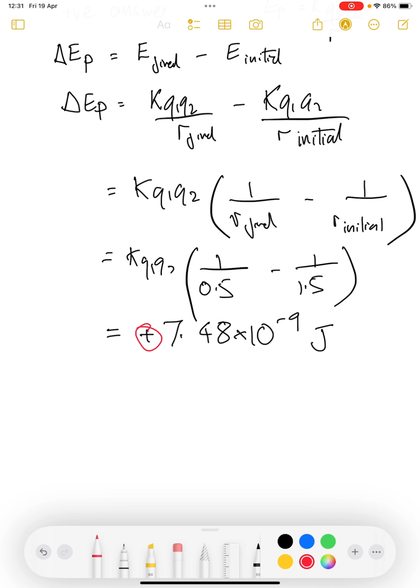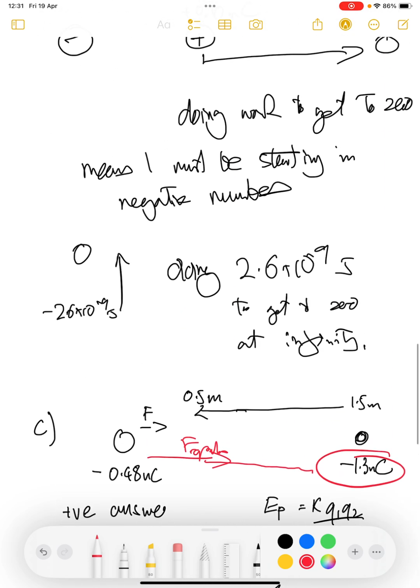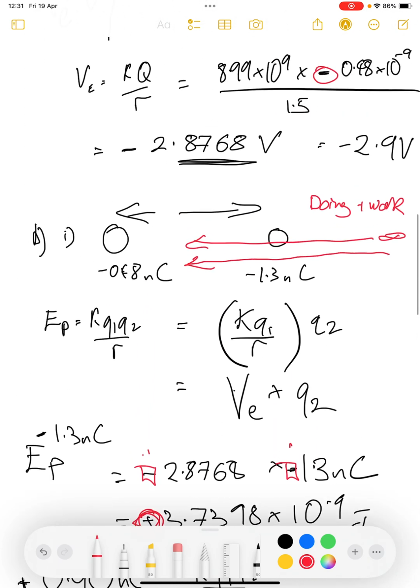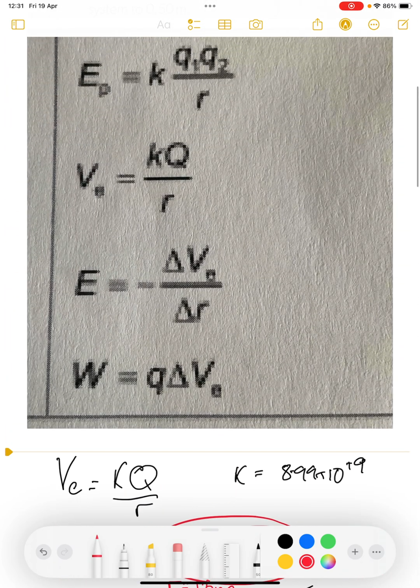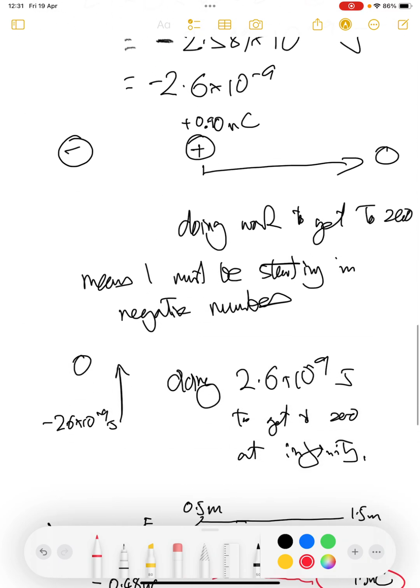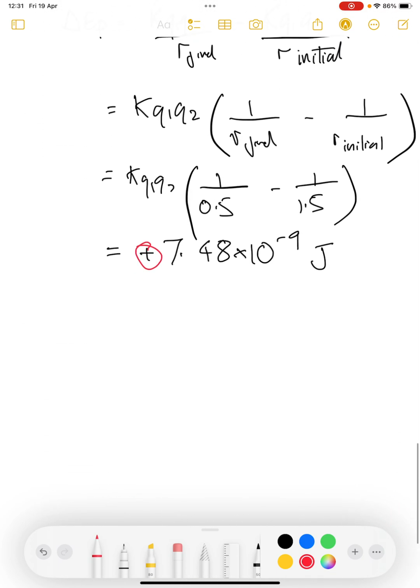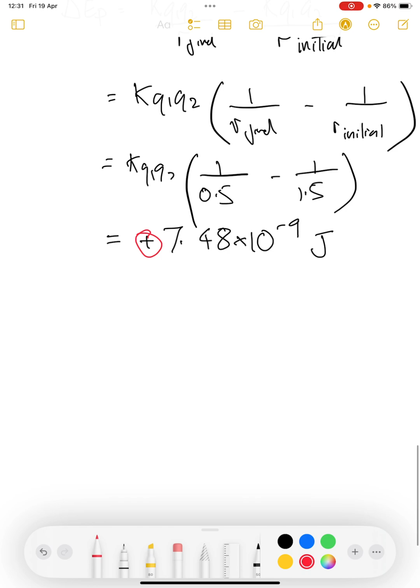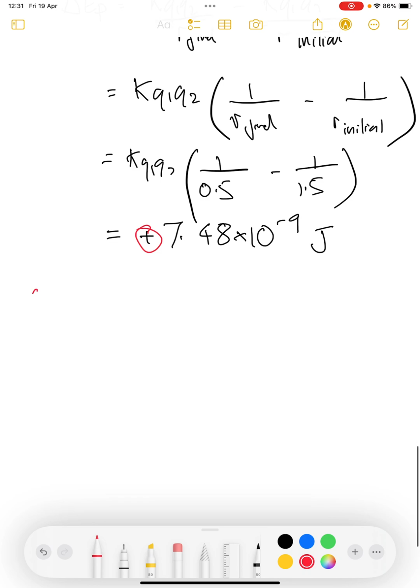However, there's another way of looking at it. All the way back. W equals Q delta change in potential. Sorry, Q times change in potential, electric potential. So what I can do is use that. So this is C2 now.